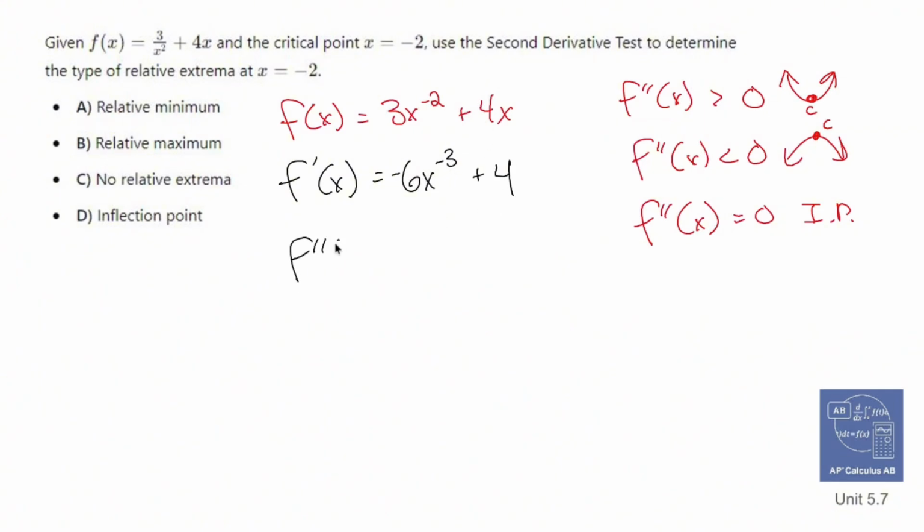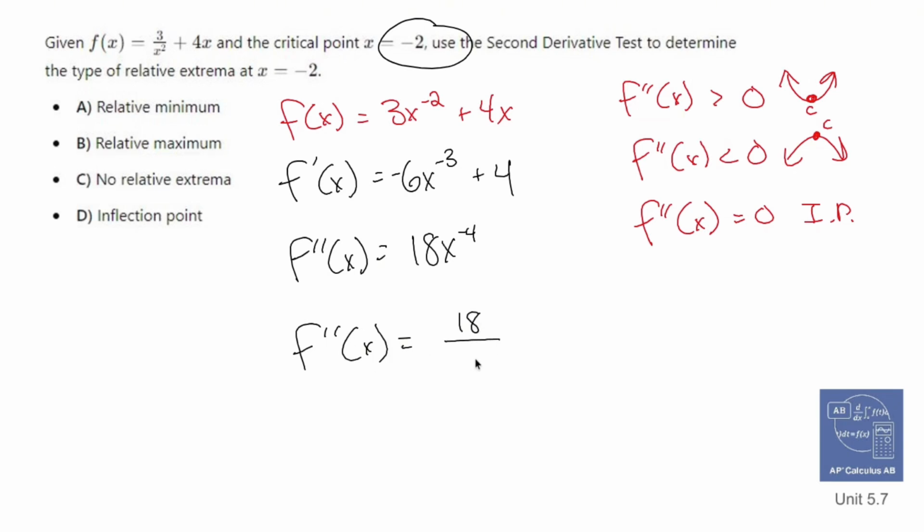F double prime of x is going to be -6 times -3, which is positive 18. That was a close one. Positive 18, x to the -4 plus nothing. So if I care about -2, then let me rewrite this out. F double prime of x equals 18 over x to the 4th.